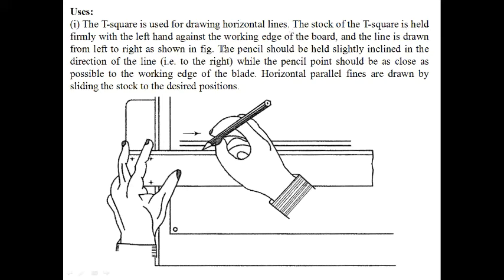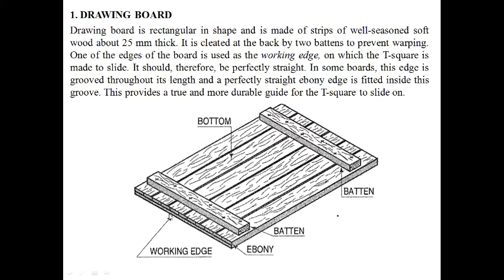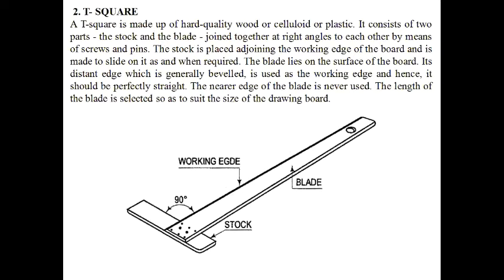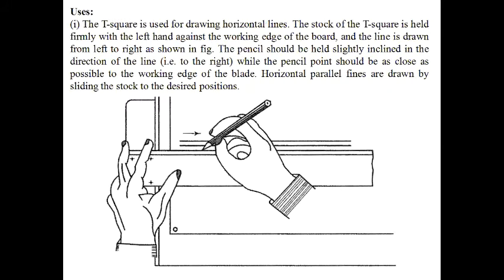The stock of the T square is held firmly with the left hand against the working edge. If you see the working edge on the board, you just firmly hold it on the working edge. After that, the line is drawn from left to right, not right to left. Always draw the line left to right. The pencil should be held slightly inclined in the direction of the line, basically to the right. You see in the figure, the pencil is held slightly inclined to the right.